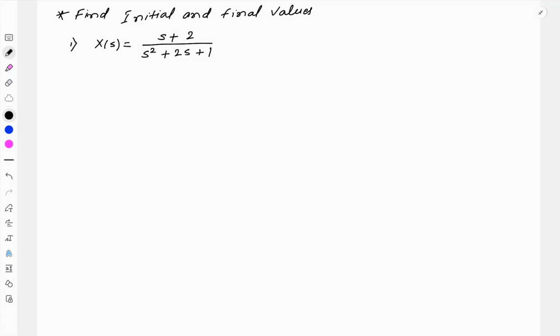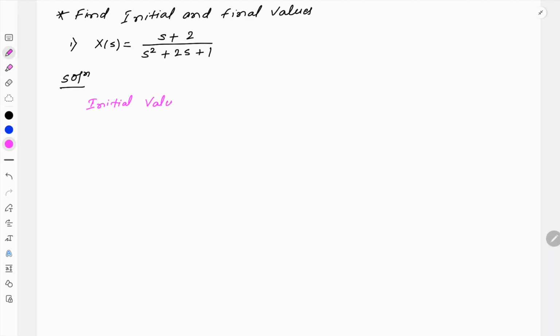In this video, we are going to solve a numerical on initial and final values of Laplace transform. So we are supposed to find out the initial and final value for the given X of s, which is (s + 2) upon (s square + 2s + 1). So let us begin with the first part, initial value.